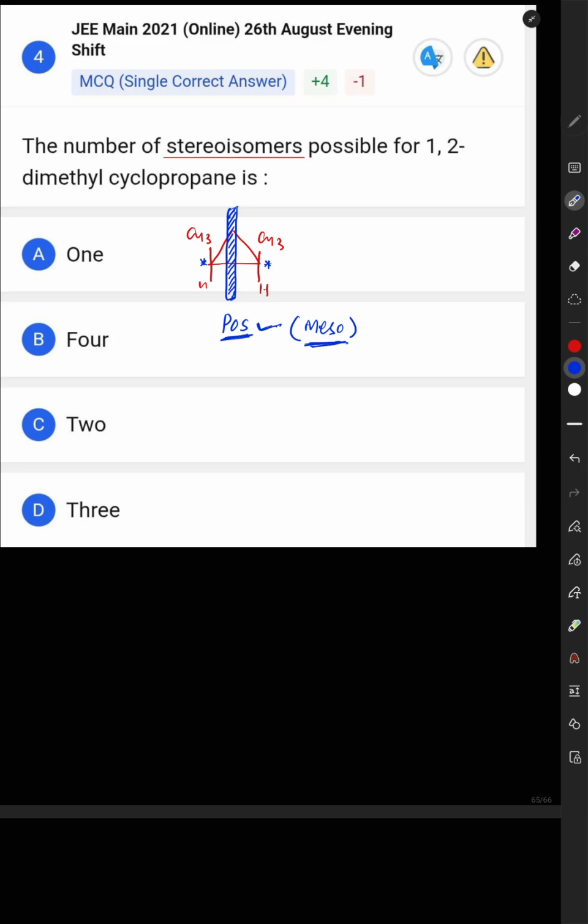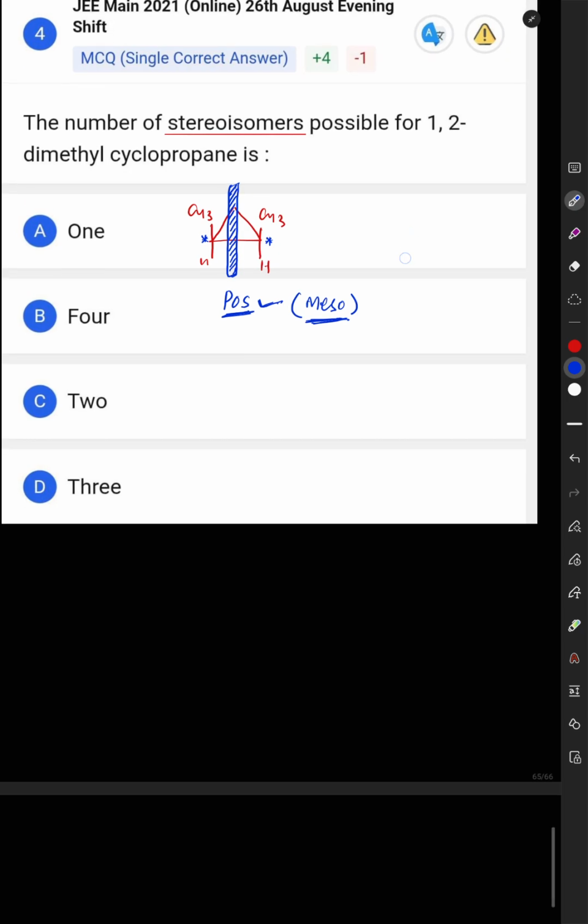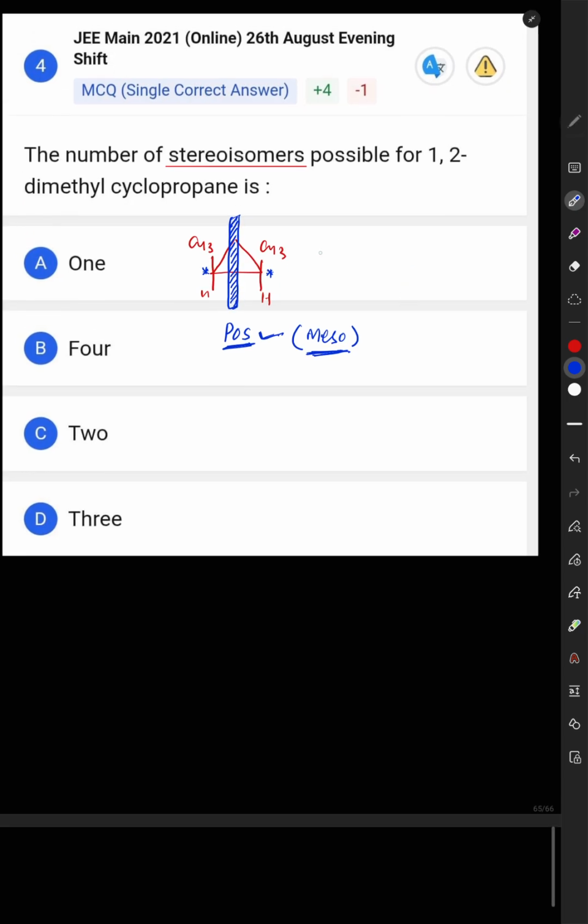Now, for those molecules in which more than one chiral center is present, and a plane of symmetry is also present, the meso forms are also present. The formula to calculate the number of stereoisomers in those cases is 2 raised to n minus 1, plus 1, where n is the number of chiral centers. Now applying this, we will have 2 raised to 2 minus 1 plus 1, which is equal to 2 plus 1, and that will be equal to 3. So the correct option will be 3 stereoisomers.